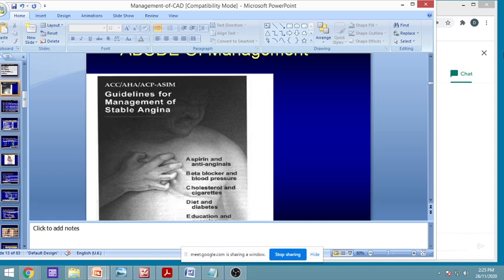So what these guidelines say, use the ABCDE approach. What does A mean? A is antiplatelets, for example aspirin, and other anti-anginals. B means beta blockers. C means control of cholesterol and cigarette. D is diet and diabetes. E for education and exercise. So these are the 5 main things which are to be done for angina.